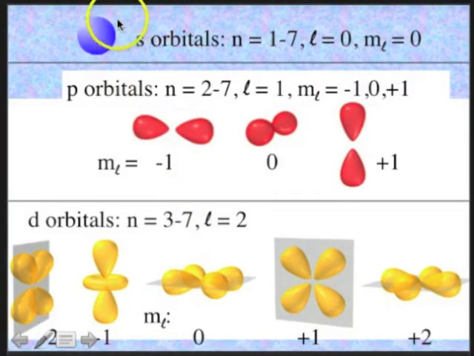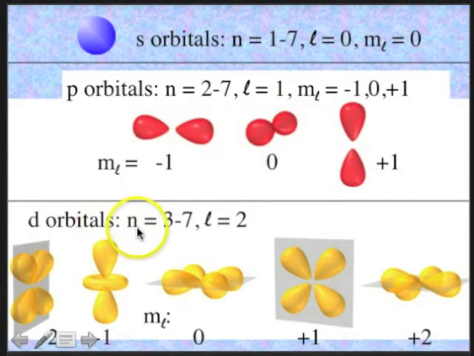The s orbital is spherical, and it applies to any n value 1 through 7. The l quantum number for an s orbital is 0, and the m sub l for an s orbital is always 0. P orbitals range from n equal to 2 through 7. L equals 1 for a p orbital. M sub l could be minus 1, 0, or plus 1. Each of the three p orbitals is designated with the m sub l quantum number minus 1, 0, plus 1.